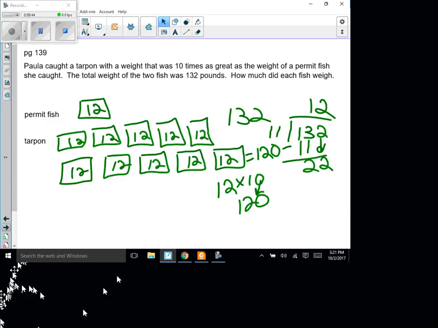I hope these problems were enough to help you. We are going to do a bunch more, but this is just a little walkthrough of showing you how to use a diagram.